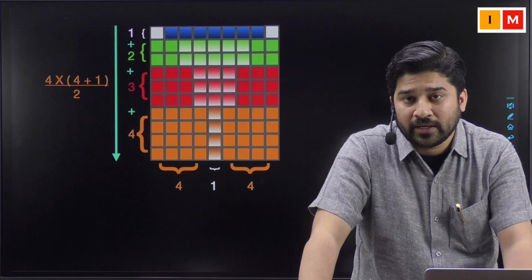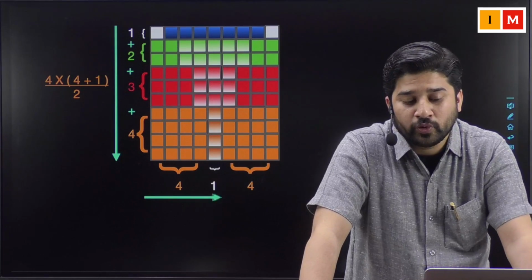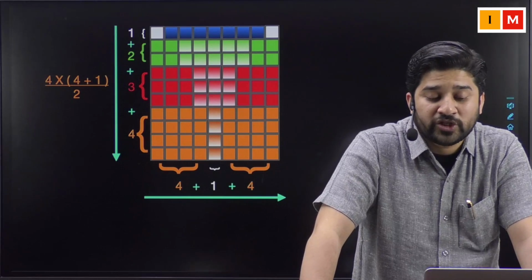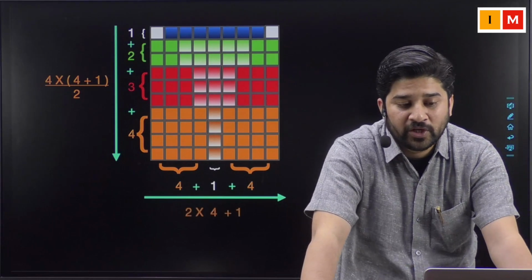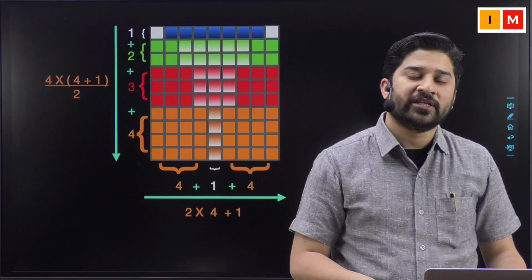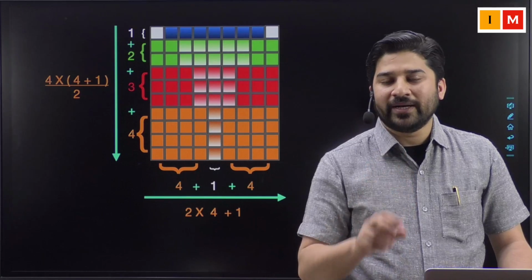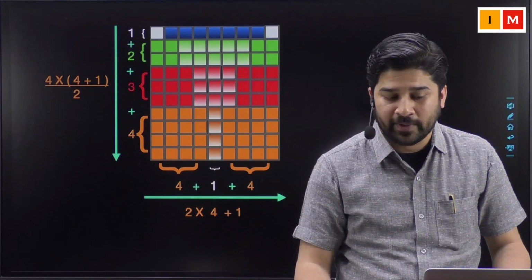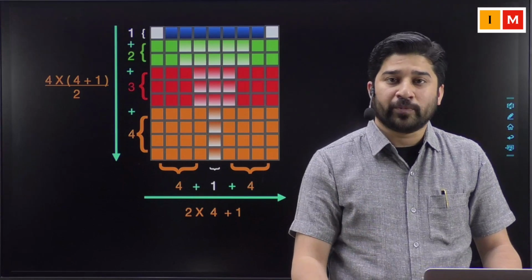What about the horizontal side? You would notice that you have 4 plus 1 plus 4, which means 2 copies of 4, plus 1. So you can say that the 3 copies of 1 square plus 2 square plus 3 square plus 4 square are building you a rectangle of dimension 4 into (4 plus 1) by 2, into 2 into 4 plus 1.